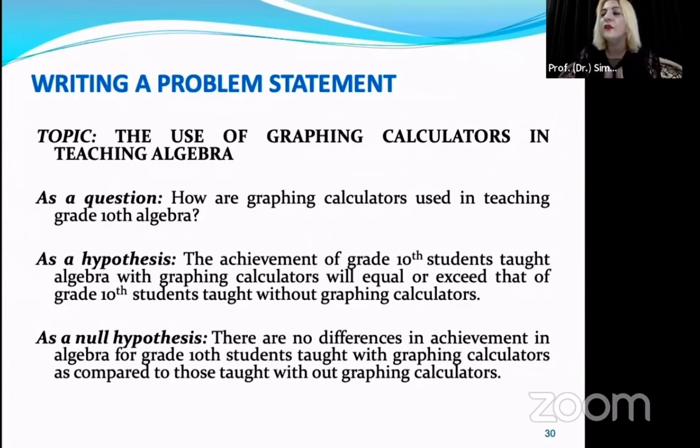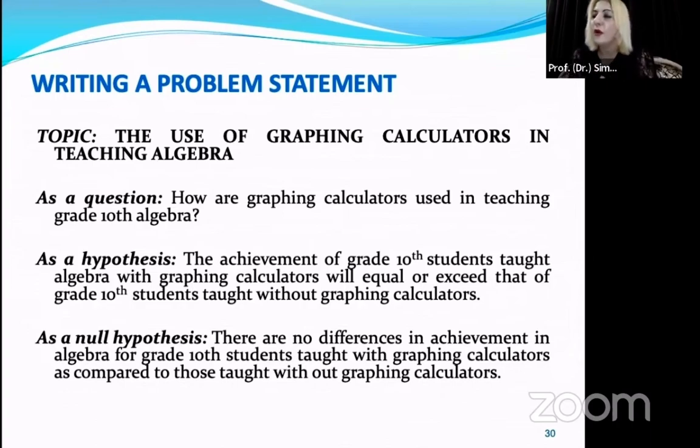So I have given one group of students the calculators and the others are without the calculators. Then I will check their performance, like how they perform in the final examination, the students who were using the graphic calculator and who were not using the graphic calculator.